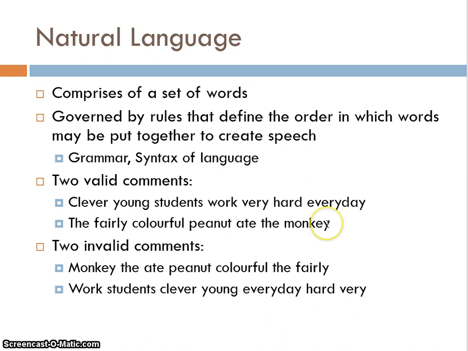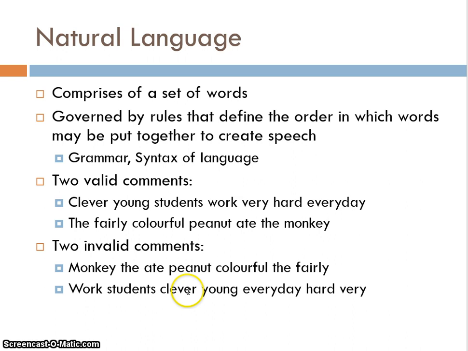Two invalid comments that don't follow the syntax or grammar of our natural language are, for example: monkey the ate peanut, colourful the fairly. Work students clever young, every day hard very. Now they don't fall in with that grammar, the correct syntax.